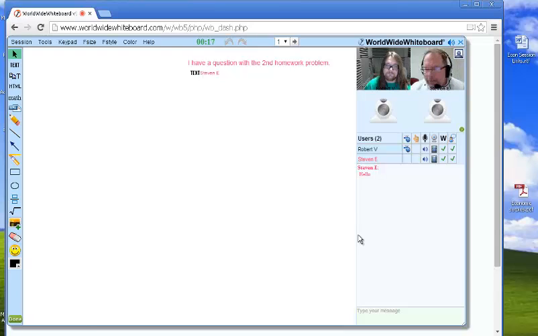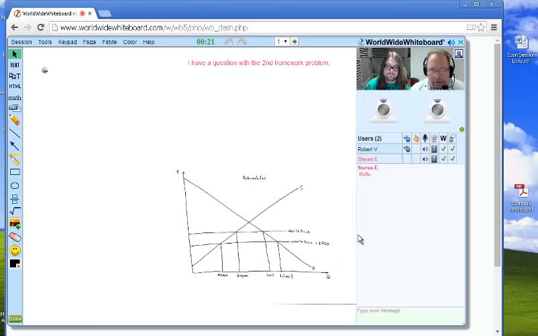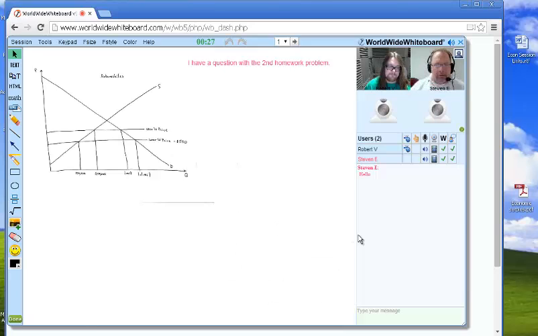Thank you. So I have a question on the second homework problem. I've done my supply and demand curves, but I really don't understand what I'm supposed to do next to answer the question. It says to find the effect on U.S. consumers of a $500 decrease in world price.